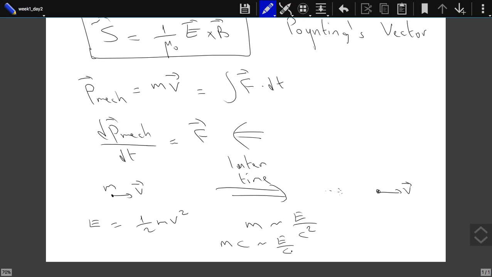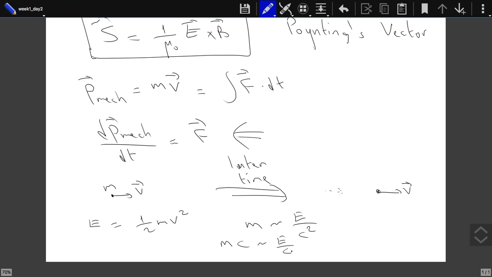Energy is the flow of energy, is the Poynting vector, and again here we should somehow get the Poynting vector. This is just kind of another argument.